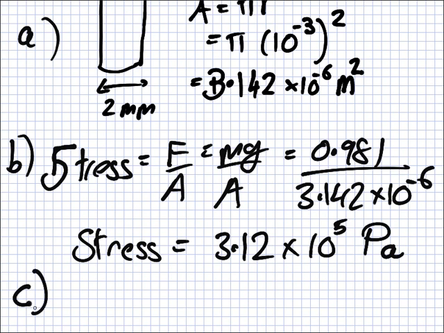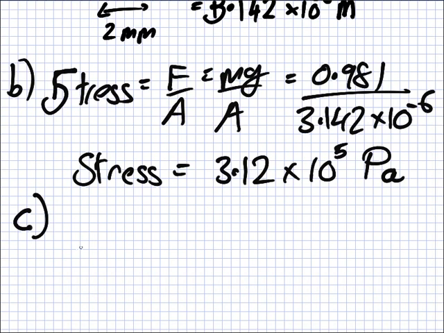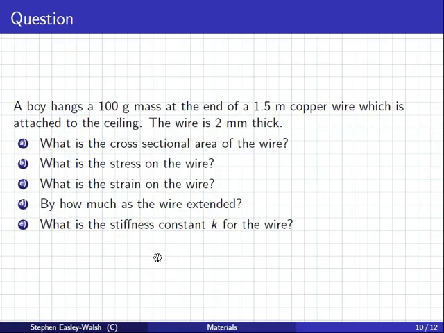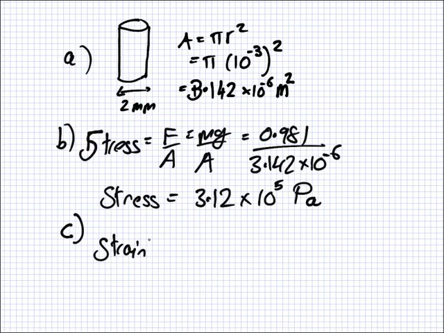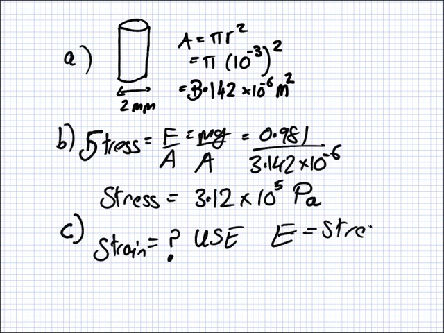Right. Guess what I asked you for next? No, before that. Something else. The strain. Well, I think I asked for the strain, didn't I? Yeah. Now, you have two ways to get strain. You can either use the formula Young's modulus equals stress over strain, or you can use the formula directly, strain equals extension over natural length. Which formula should you use here for strain?